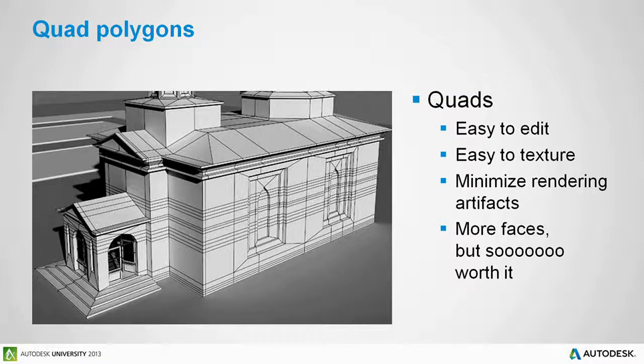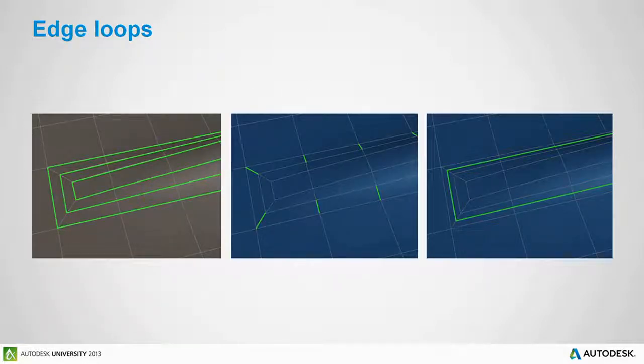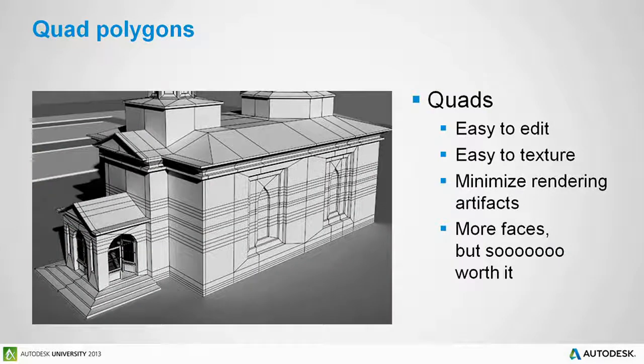Okay, so with quads. This is a similar building, but all with quads. So you have these lines running across it, and this might seem counterintuitive because you're saying, wow, there's really a lot more faces on this. But it's actually not that many more, and it's a lot easier to deal with, and you can always get rid of some of the faces if you want to. You can always collapse some of them down and make the object simpler. More faces, but so worth it. Please take note of the number of O's in that word.